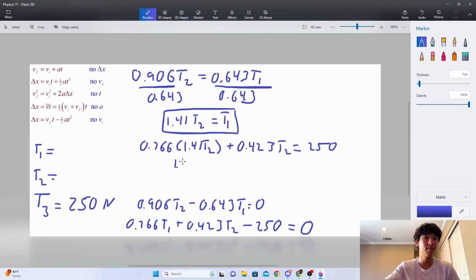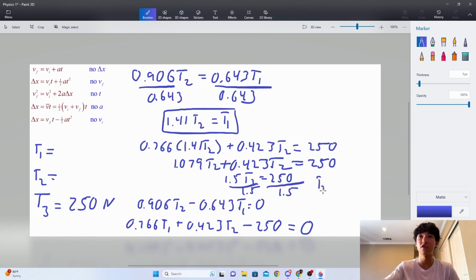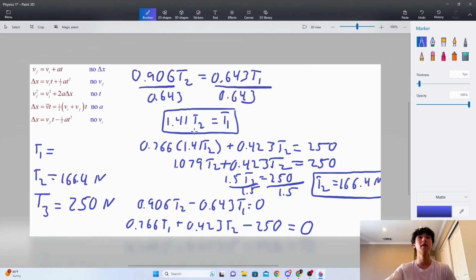So this becomes 1.079 T2 plus 0.423 T2 is equal to 250. Now we can add those onto each other. 1.5 essentially, T2 is equal to 250. So divide by 1.5 on both sides, and our T2 should be equal to 166.4 newtons. So that's T2, 166.4 newtons.